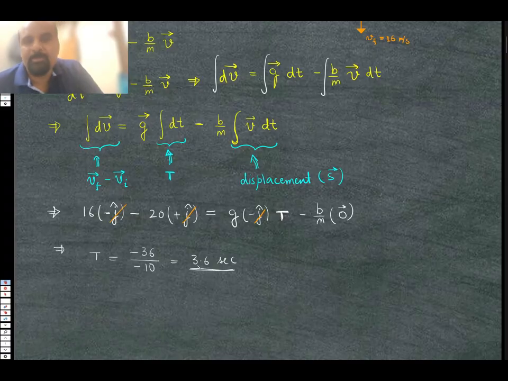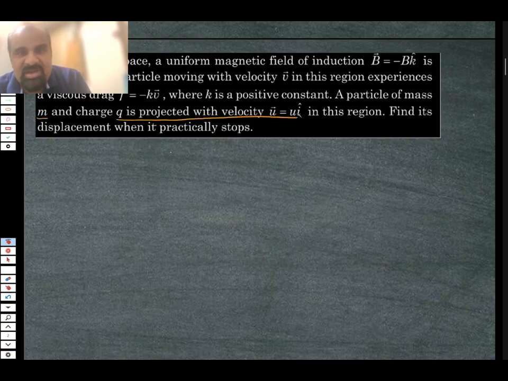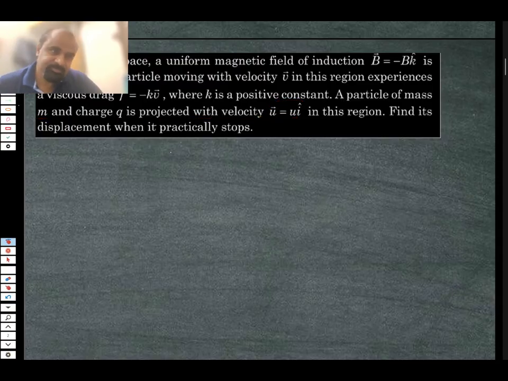Now we will deal with the magnetism question. So this is the question. Let's read it. In a region of space, a uniform magnetic field of induction this exists. So magnetic field is, you can say, into the plane if you take k cap as outward direction. A particle moving with velocity v vector in this region experiences a drag force given by this. It's the same question, just that instead of b, they have used small k as the proportionality constant, where k is a positive constant. A particle of mass m and charge q is projected with this velocity in this region. Find its displacement when it practically stops.